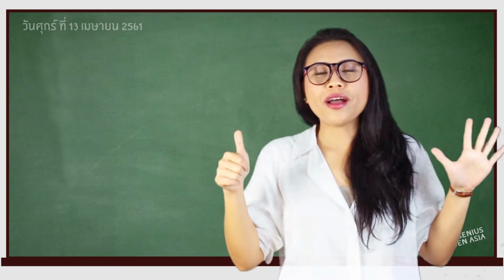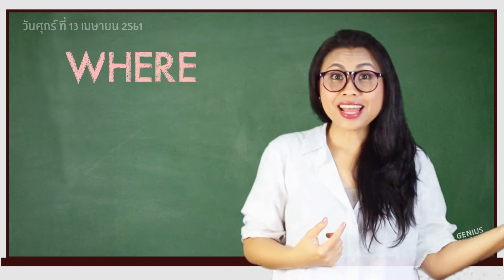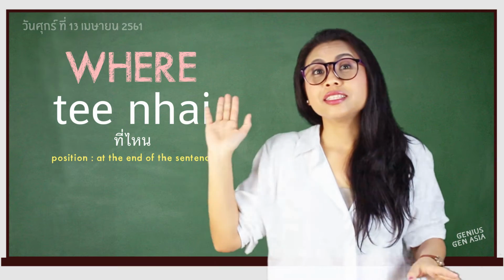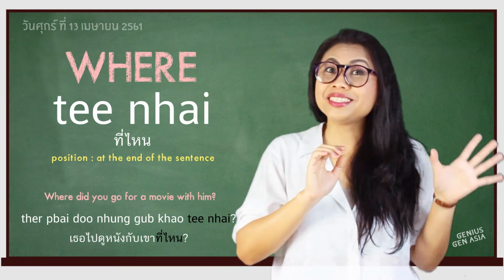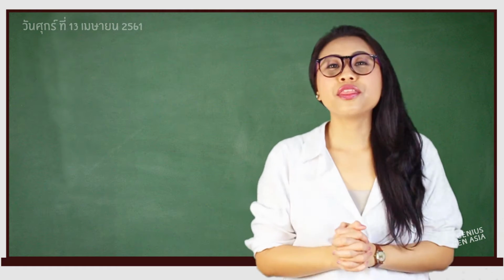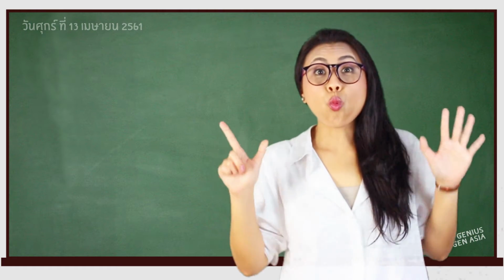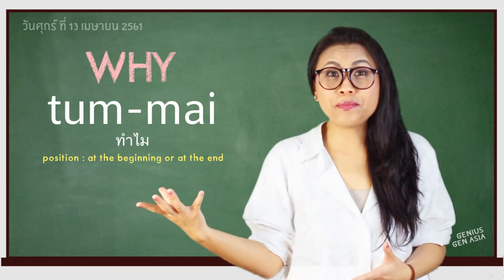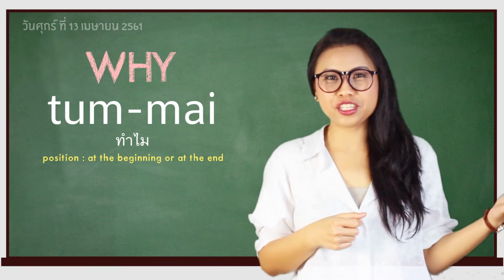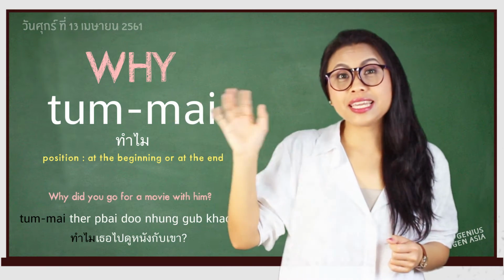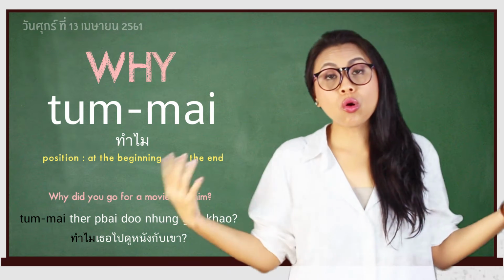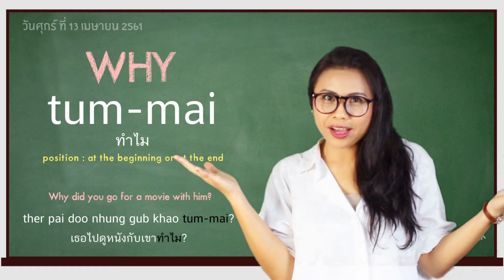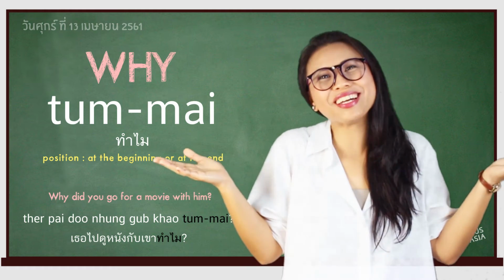The sixth one, where or ที่ไหน. Super easy. You just put ที่ไหน at the end of the sentence. เธอไปดูหนังกับเขาที่ไหน. The seventh one, why, which is ทำไม. You just put ทำไม at the beginning of the sentence or at the end of the sentence. For example, ทำไมเธอไปดูหนังกับเขา or เธอไปดูหนังกับเขาทำไม. Either one, choose what you want.